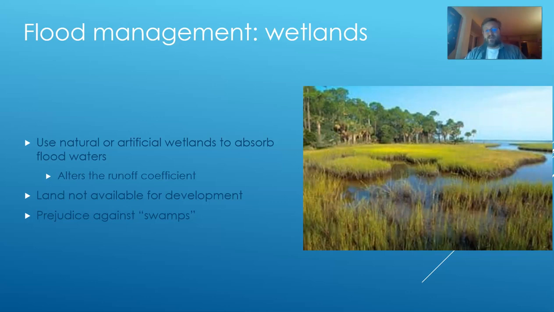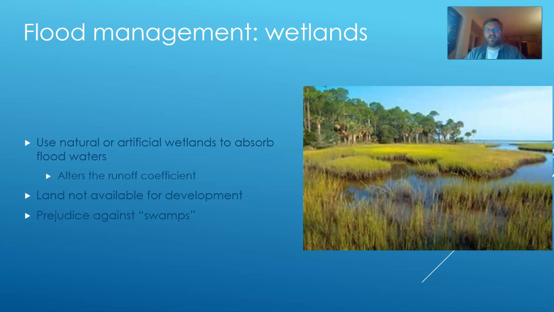The downside is, well, first, all that land that is being kept as wetlands or being turned into artificial wetlands is land that's not available for other types of development. And it may be prime real estate. It's right there along the river. That may be a very desirable place for people to build lots of different things. But you can't do that if you've set that land aside as wetlands.